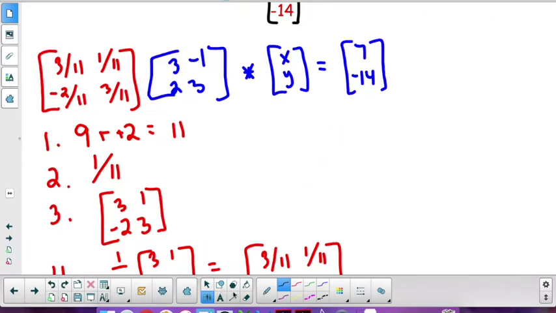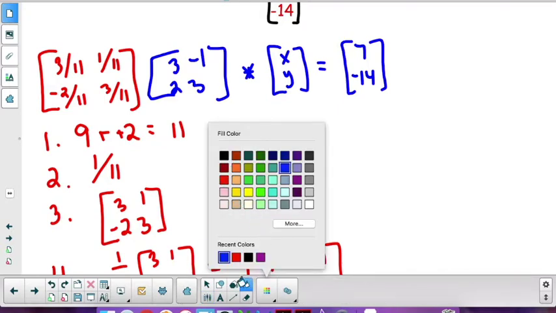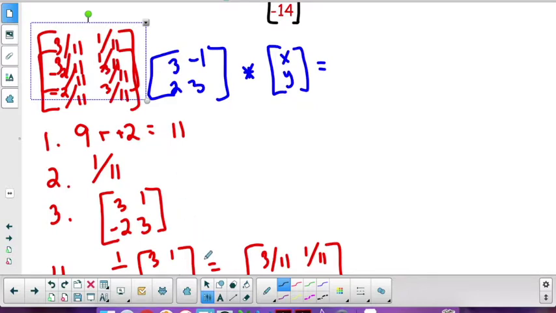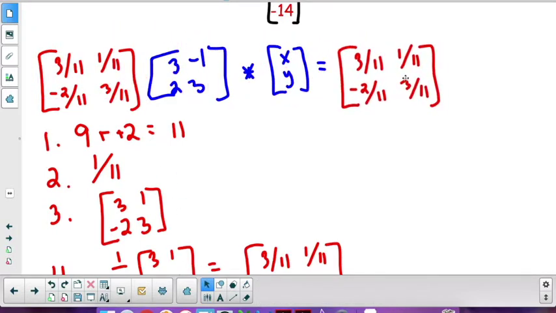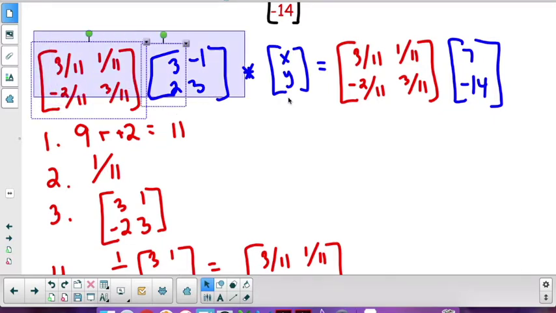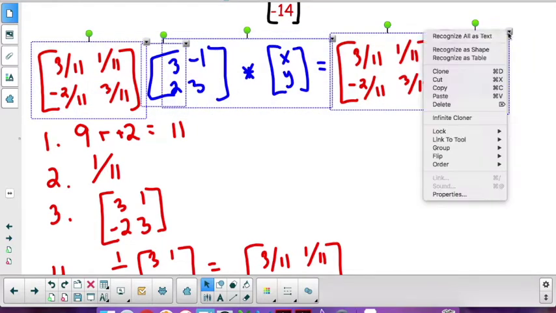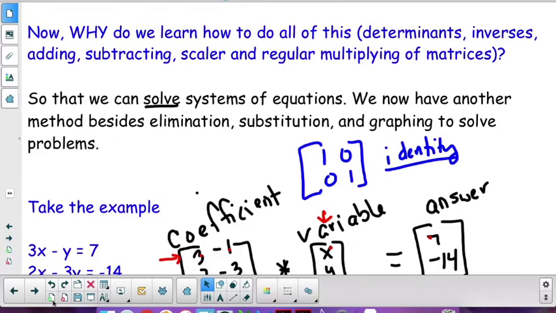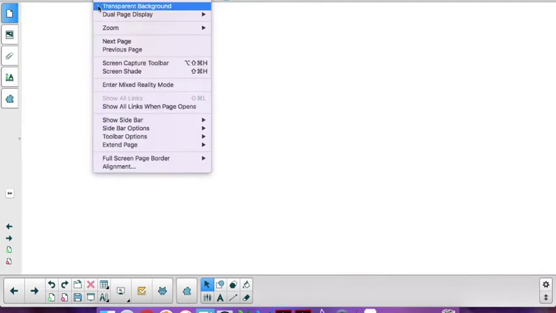So what I'm going to do is slide this down so that I can multiply it in. Now I've got another one of my inverses, and that's going to be times my answer matrix, which is 7, negative 14. So this is technically what I'm doing to solve my equation: I am multiplying by my inverse on both sides. I'm going to copy this and put it on a new page just so that we can actually look at it.